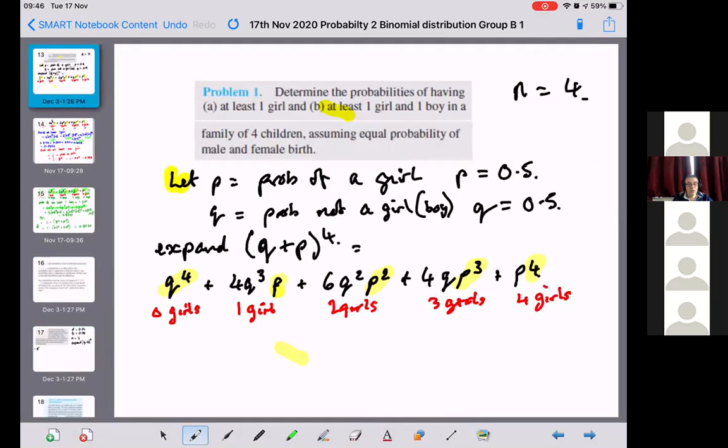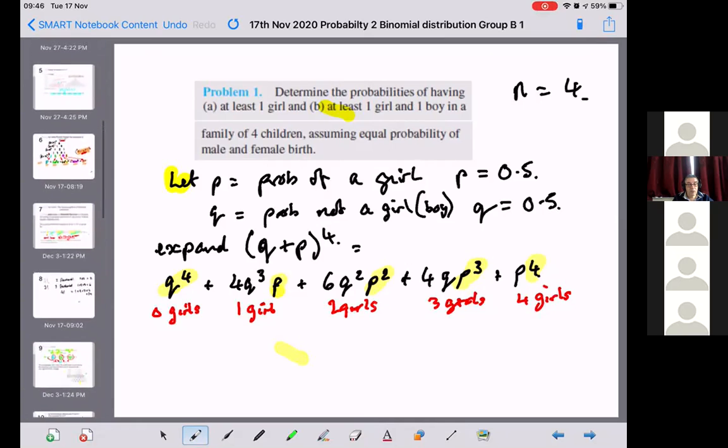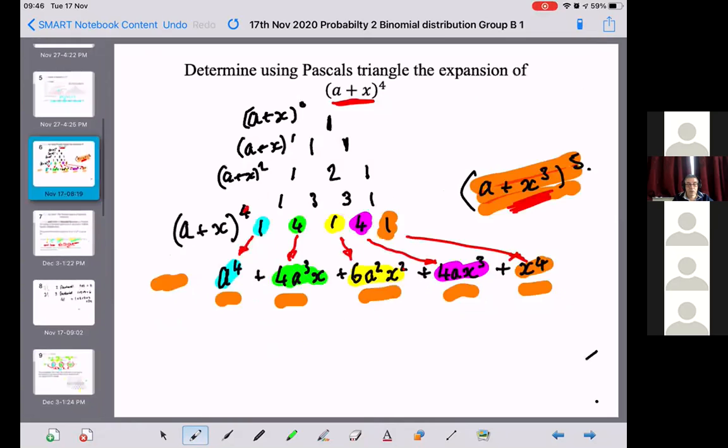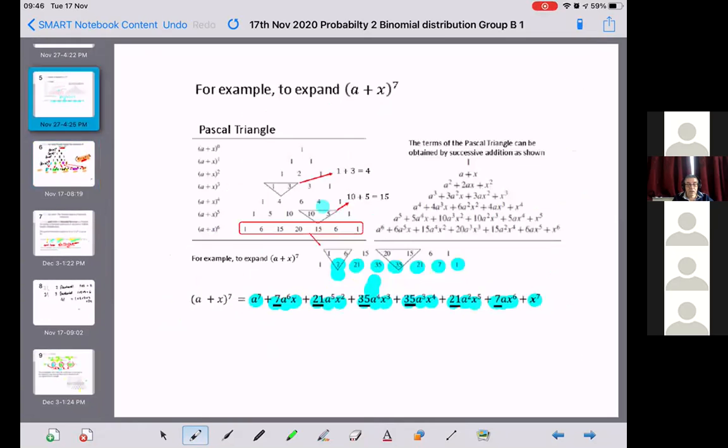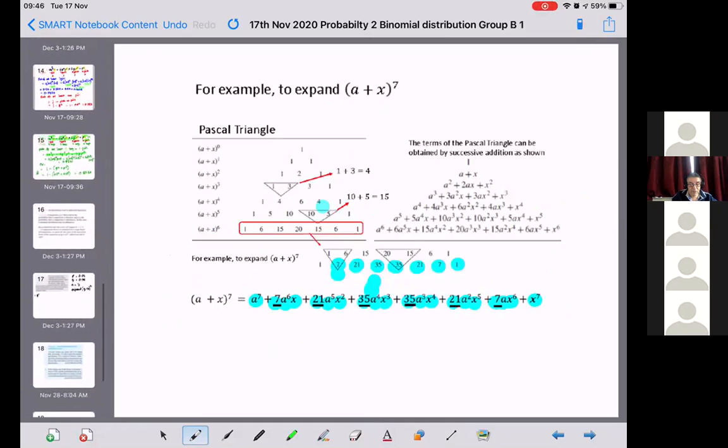Let's have a look, see if I can find one with the 7th row on it. I think it is here somewhere. Yeah, there we go. We did it earlier. Okay. So our coefficients are 1, 7, 21, 35, 35. Yeah. And then it goes back from there.